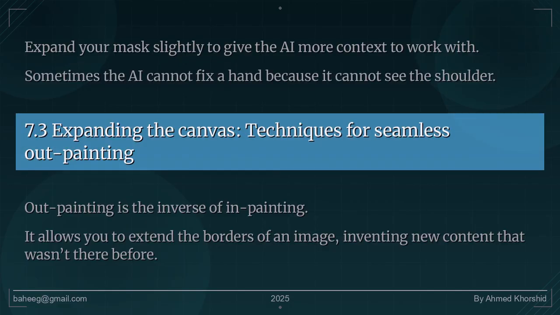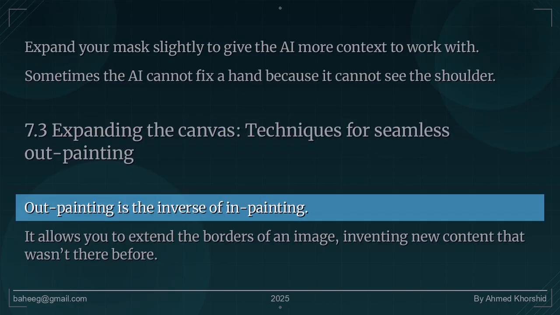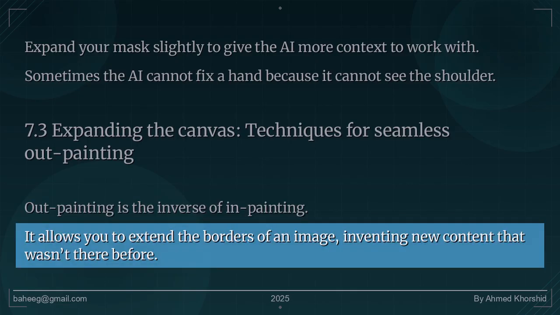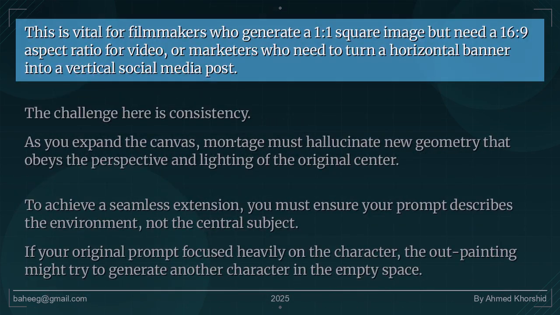7.3 Expanding the canvas: techniques for seamless outpainting. Outpainting is the inverse of in-painting. It allows you to extend the borders of an image, inventing new content that wasn't there before. This is vital for filmmakers who generate a 1:1 square image but need a 16:9 aspect ratio for video, or marketers who need to turn a horizontal banner into a vertical social media post.